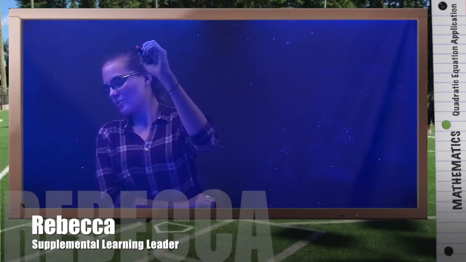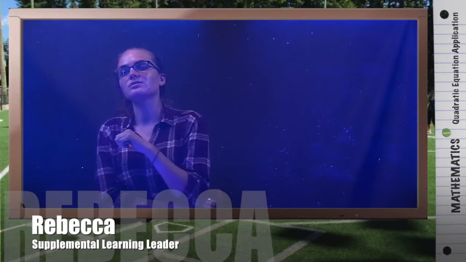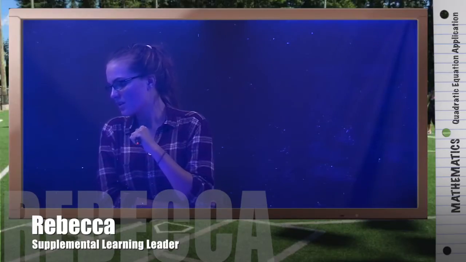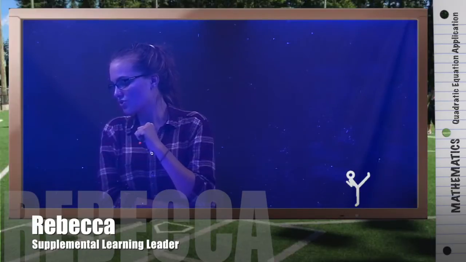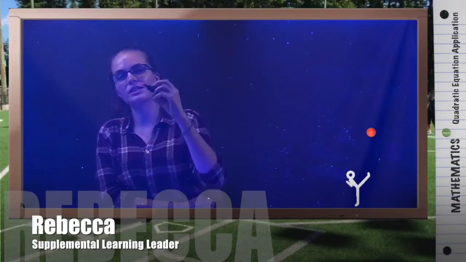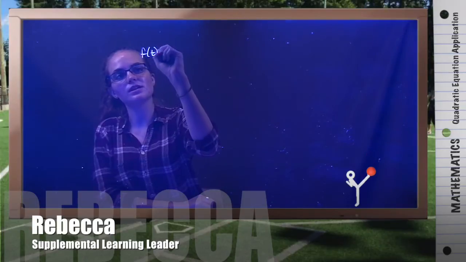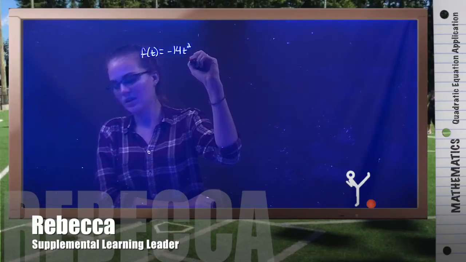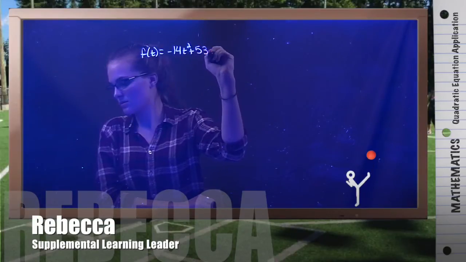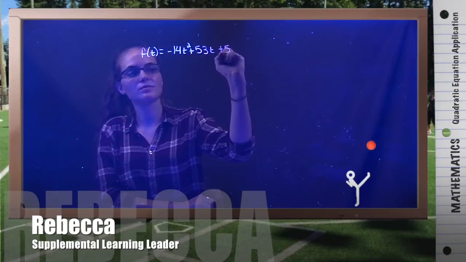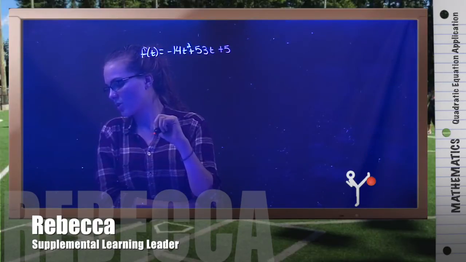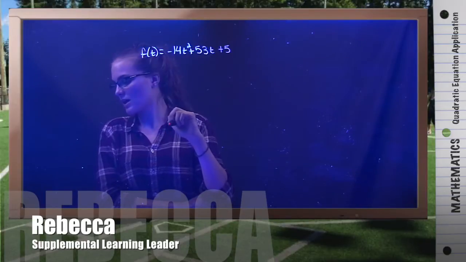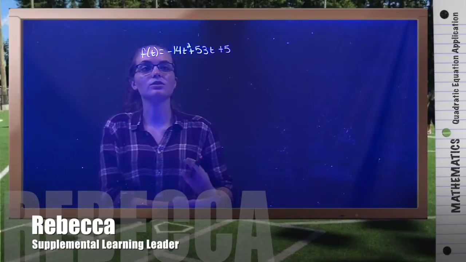For this example, we're going to do an application word problem involving quadratic functions. So the problem says Becca kicked a ball straight up from the ground. The height function is given by f of t equals negative 14t squared plus 53t plus 5. At what time will the ball reach the ground? So it's asking us what time the ball will actually hit the ground.